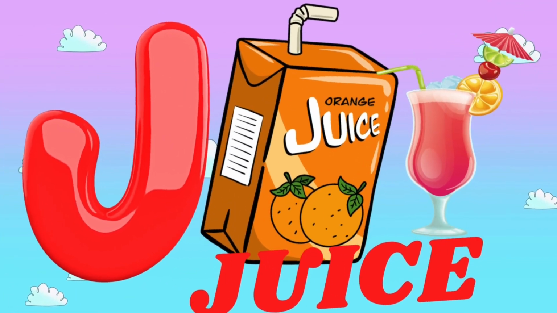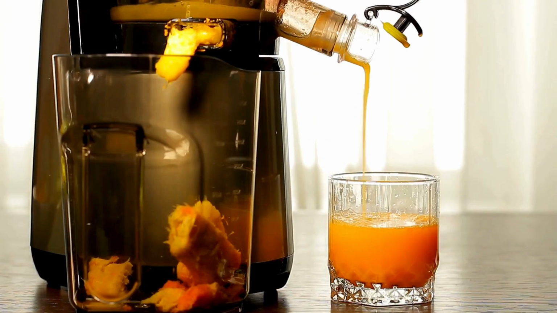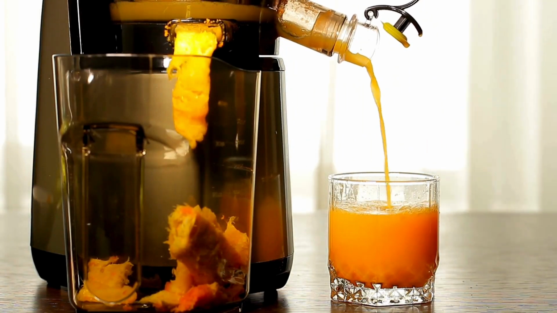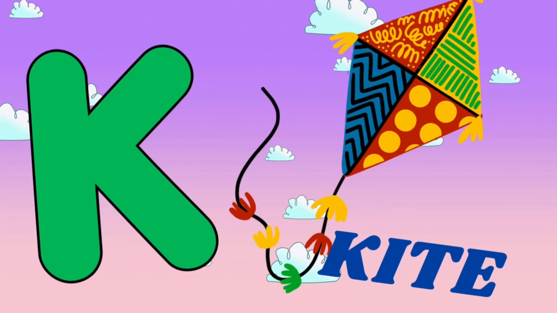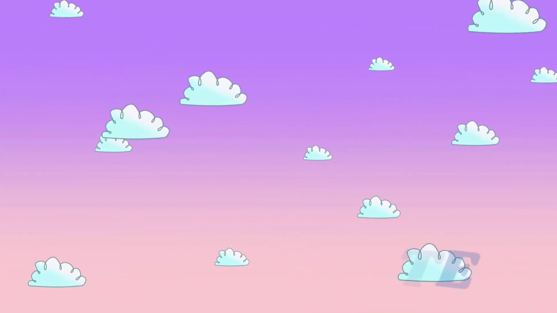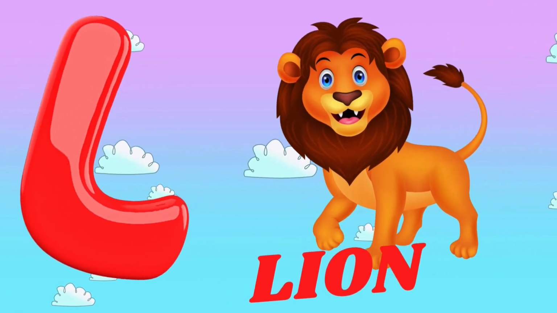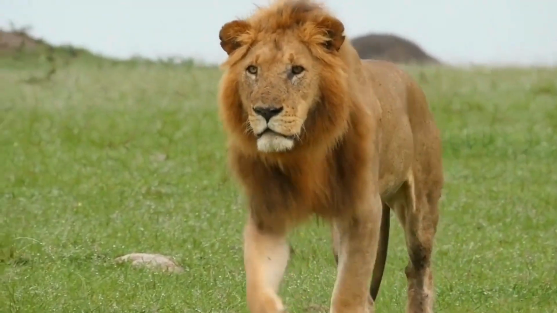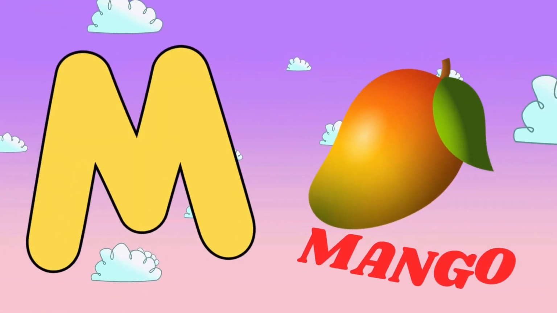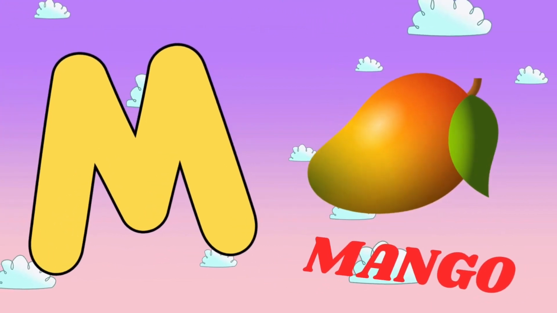J. J is for juice. K. K is for kite. L. L is for lion. M. M is for mango.